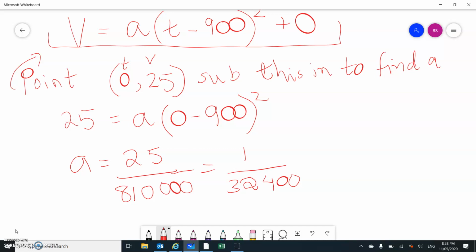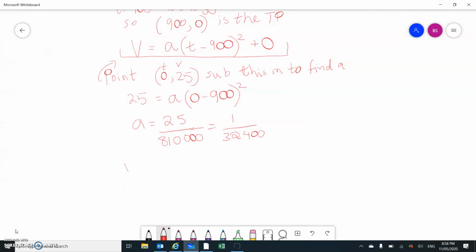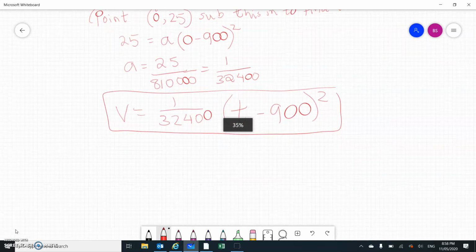So our final answer, and I'll just make it smaller so you can see, is that the answer for part A, after all that, is v equals 1 over 32,400 times (t minus 900) squared. So that's the answer for part A done. Construct a rule for v in terms of t, done.